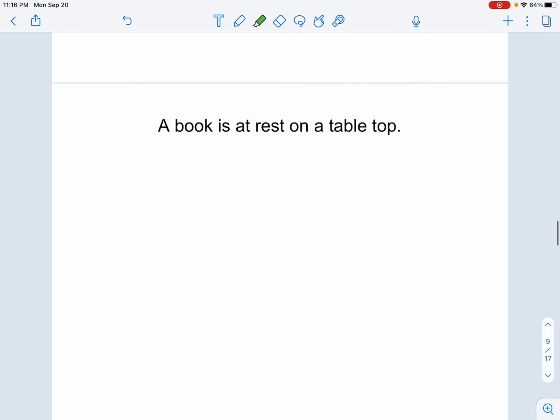So let's try our first one. It says that we have a book at rest on a tabletop. So we have my book. Remember, every object is a square. The first vector for every free body diagram needs to be a downward vector. And we're going to label that FG.